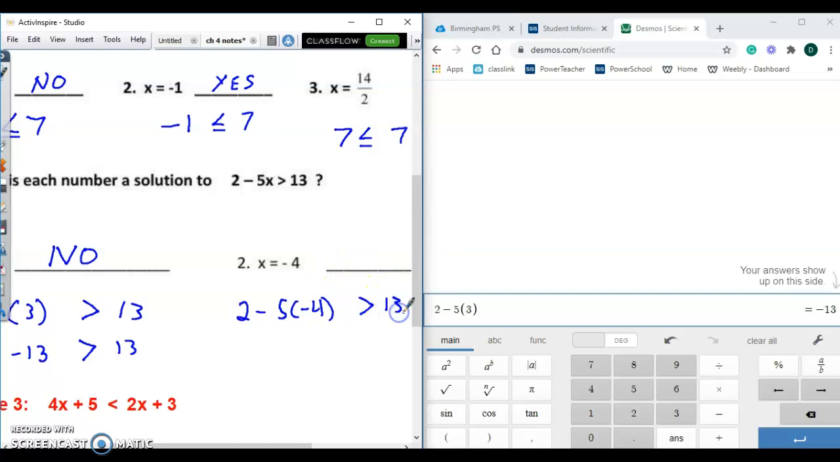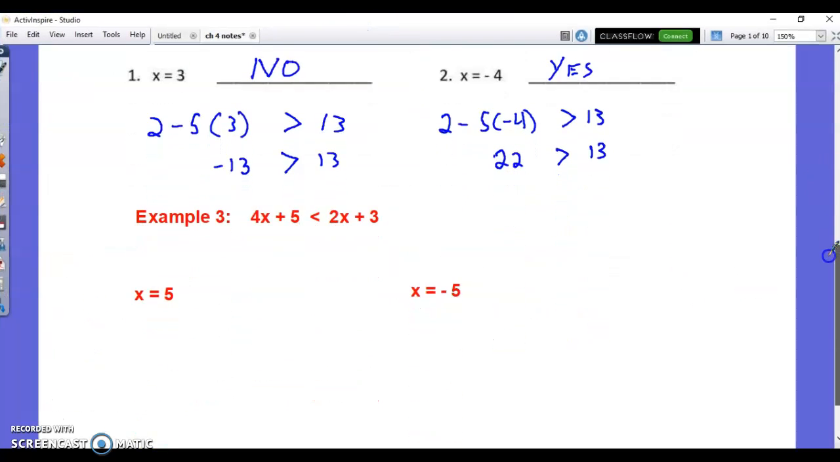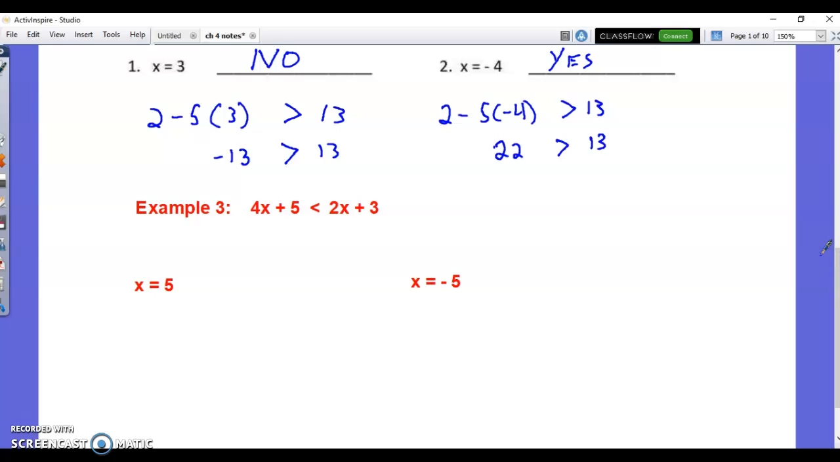We don't know yet. So I'm going to go in, and instead of the 3, if you're using this calculator, just type in -4, and you get 22. So this is 22. Greater than 13. Is 22 greater than 13? Yes, it is. All right, so again, you're just substituting it in to see if it makes sense, to see if it's true.